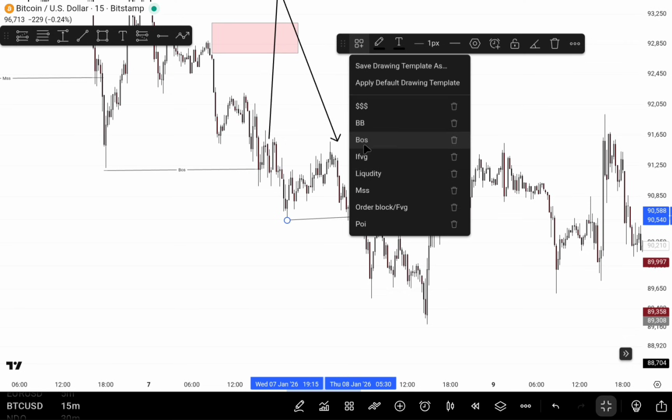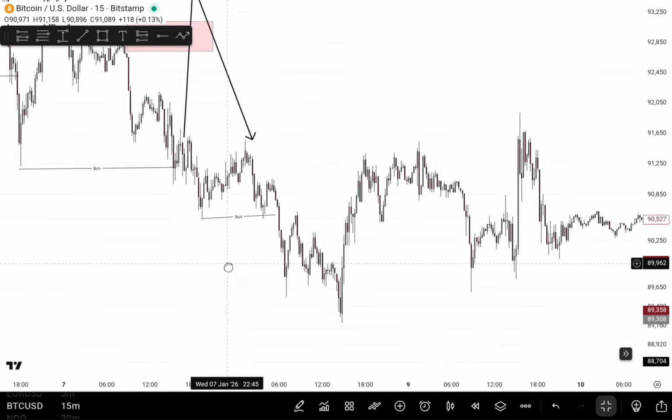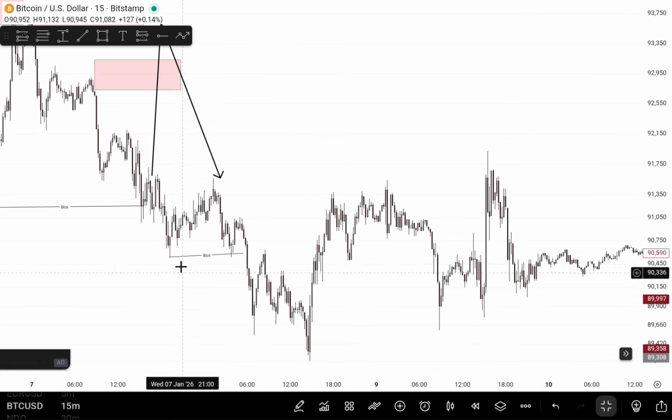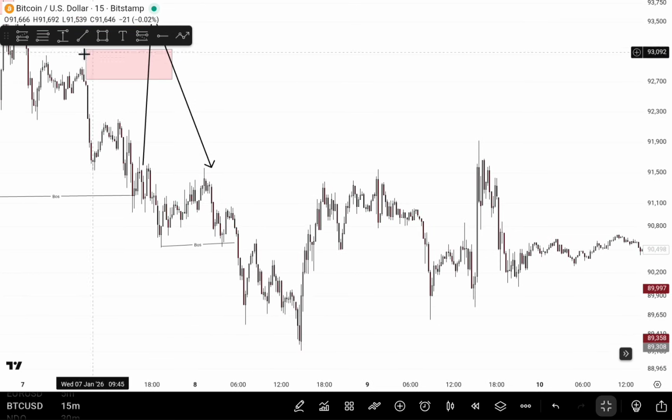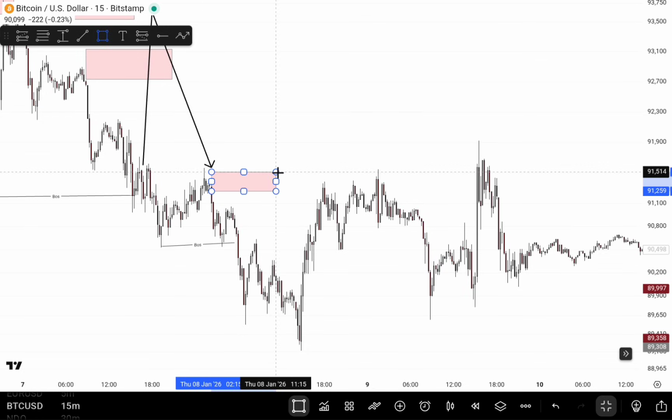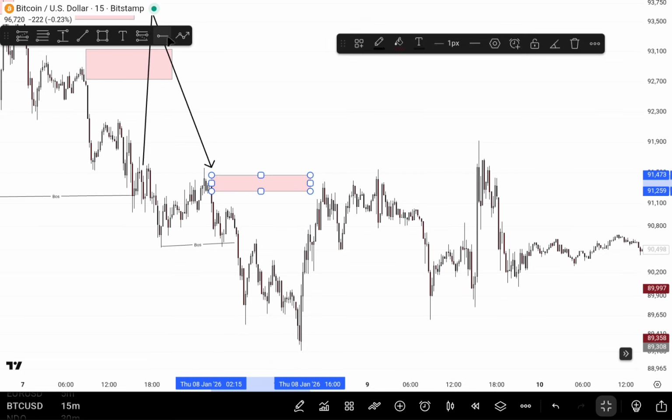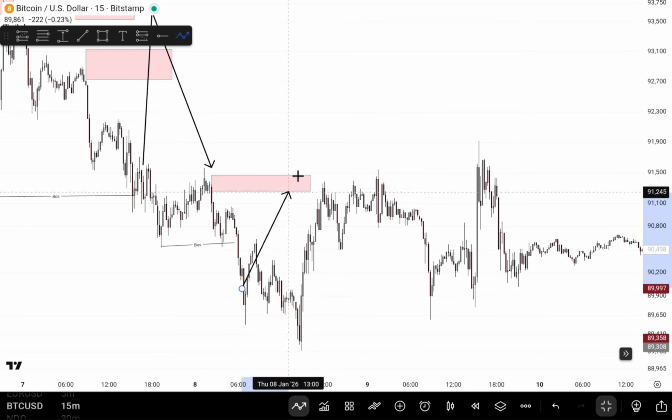So we also have a new break of structure to the upside. Since we have this break of structure to the downside at our spot, this is the order block that causes the break of structure. So price will now return back to this order block.